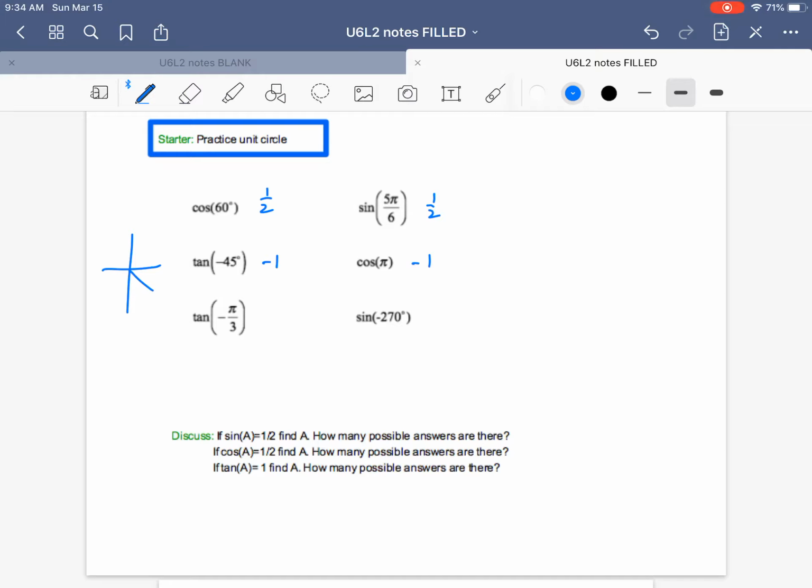Tan of negative pi over 3. Yikes, so negative pi over 3, that's 60. So the tan is root 3 over 1, but it's negative, right? So this is negative root 3. And the sine of negative 270, well, negative 270 is right there. So the sine of that, the opposite over the hypotenuse, is the same thing. So this is 1. This is equal to the sine of 90 degrees.